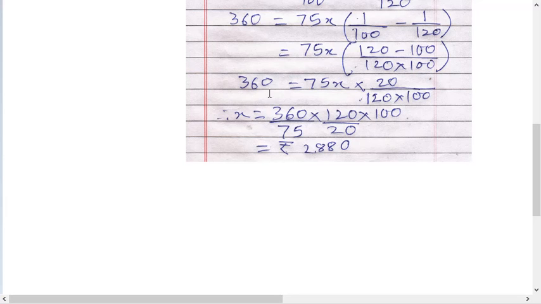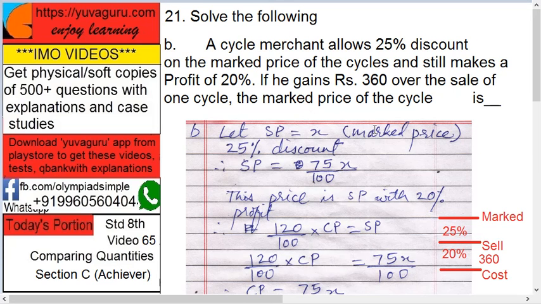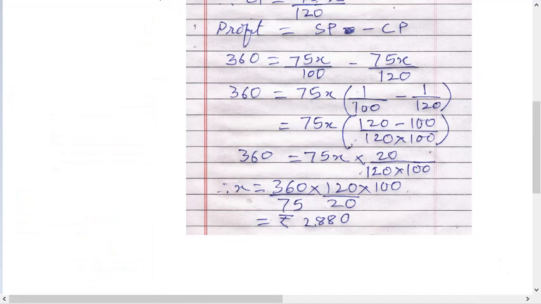You take everything on this side and keep x on one side. So what you get? 360 into 120 into 100. This 120 into 100 goes up, and 75 into 20 comes down. Now solve this, you can simplify it. You will get rupees 2880. This is x. But what is x? X means marked price, the price which is marked on the product, which we call MRP. So that is the required answer. Okay. 2880.